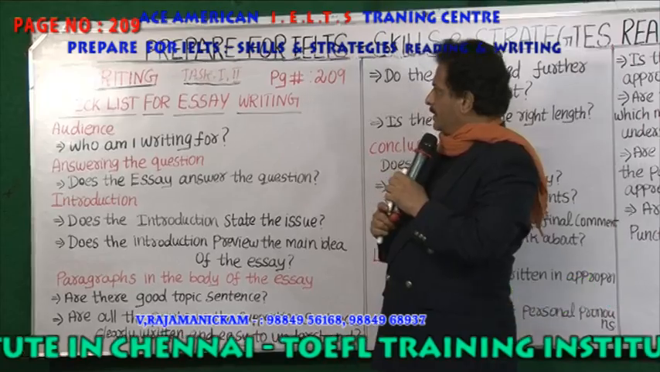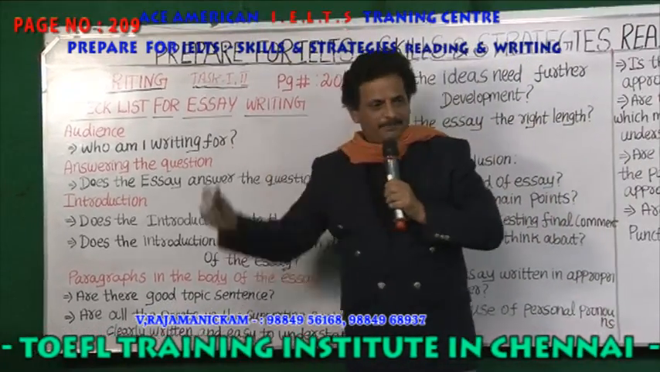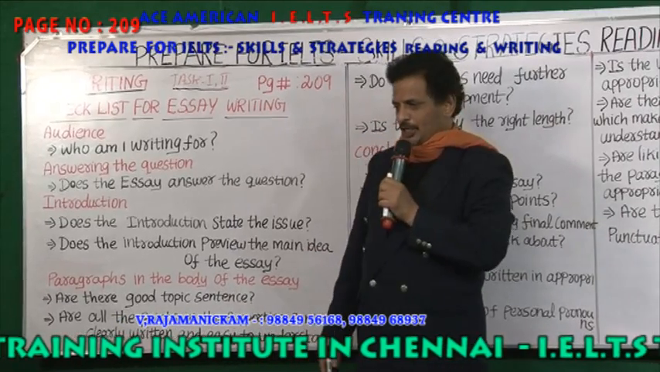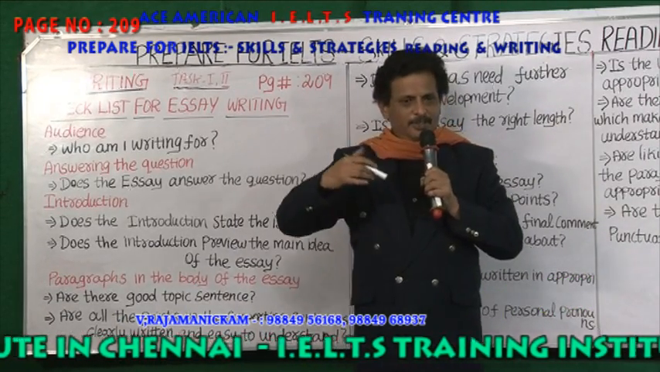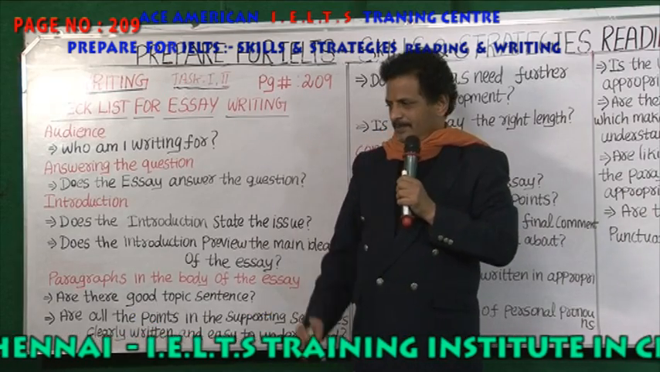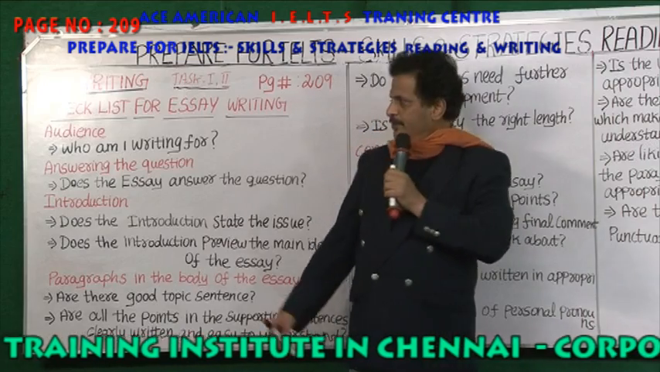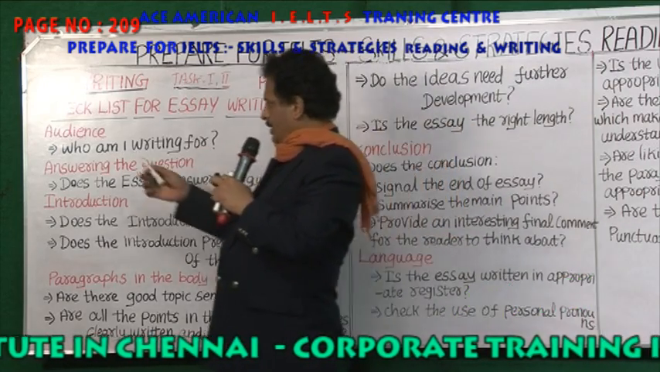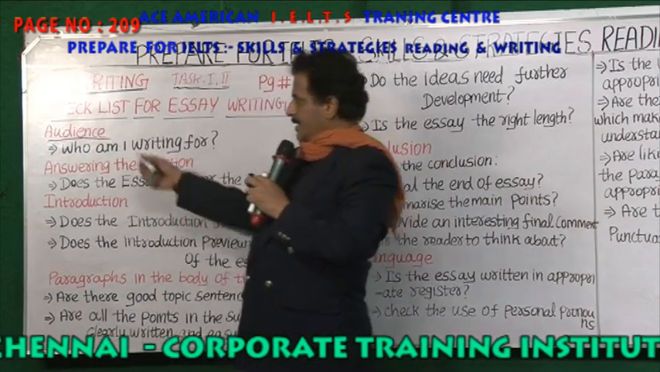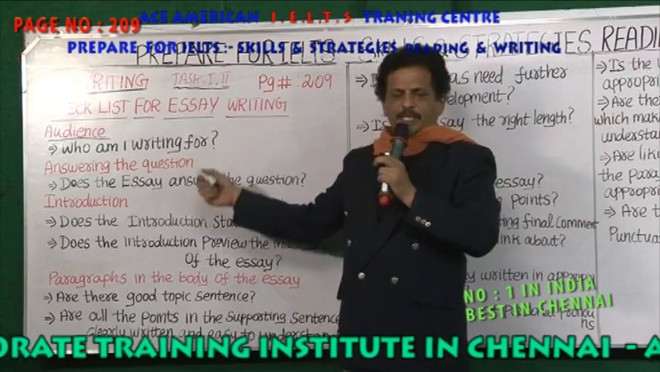So coming here, taking page number 209, checklist for essay writing. What do you mean by checklist for essay writing? You have to check what you have to do, how to present the essay. So number 1 point is, first you should know who is your audience. Who is your audience? Who am I writing for?